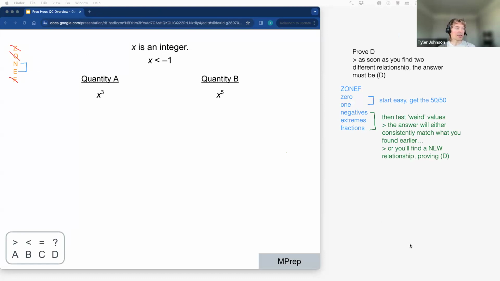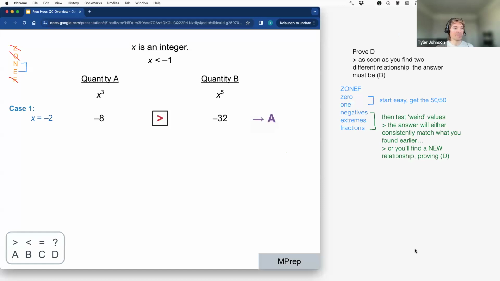And the largest that x could be, and when I say largest, I'm not talking magnitude, but rather the furthest right x could ever be on the number line, would be the case where x is -2. And in that case, quantity A is bigger.